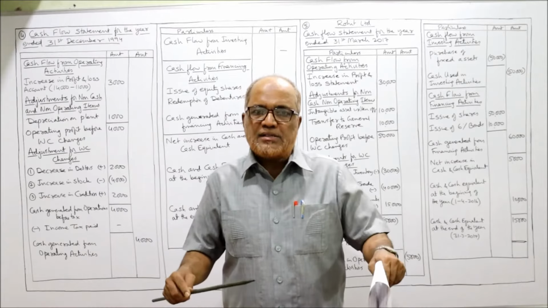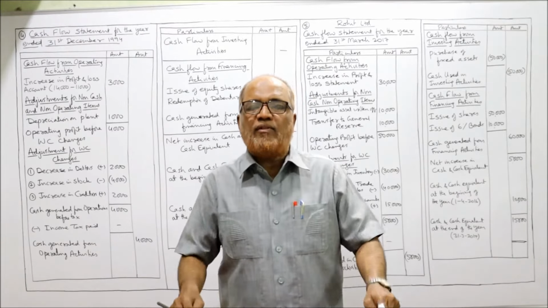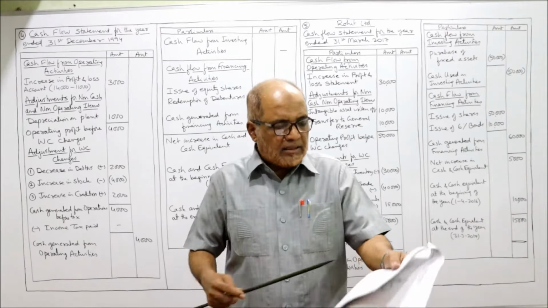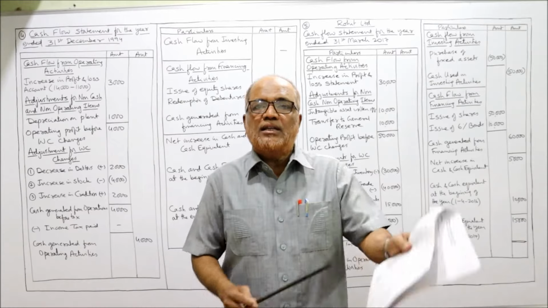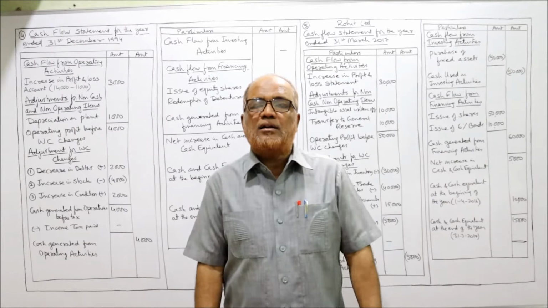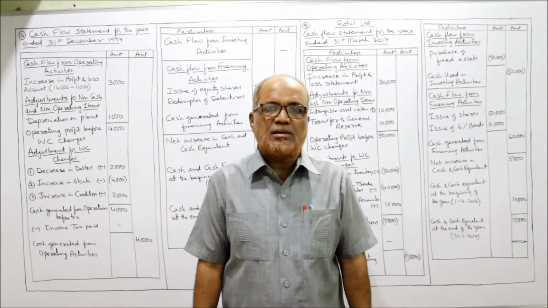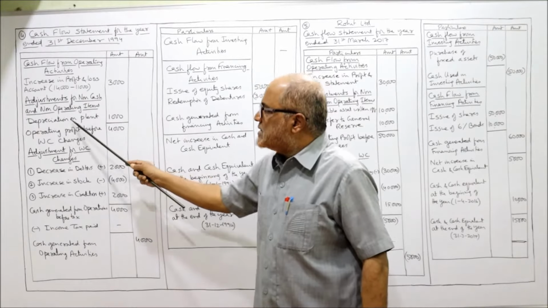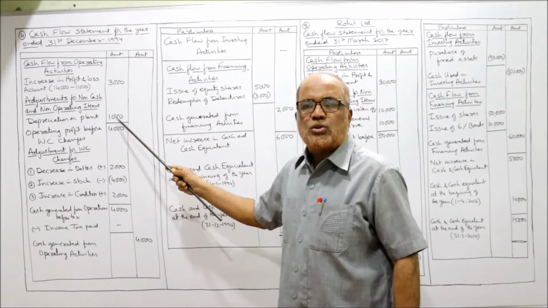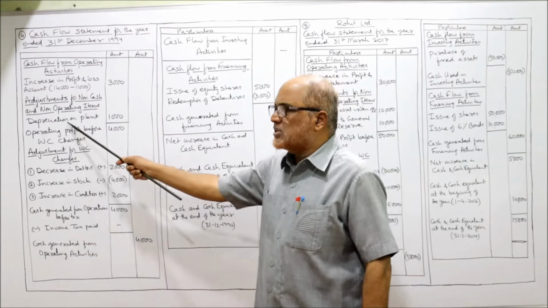On account of depreciation, the plant value may decrease. On account of sale also, the plant value may decrease. So nothing is given regarding what had happened. So we will make the assumption that the decrease in the plant is on account of depreciation. This is our assumption. So I have taken depreciation on plant 1,000. Only one item is there, non-cash item, that is depreciation.